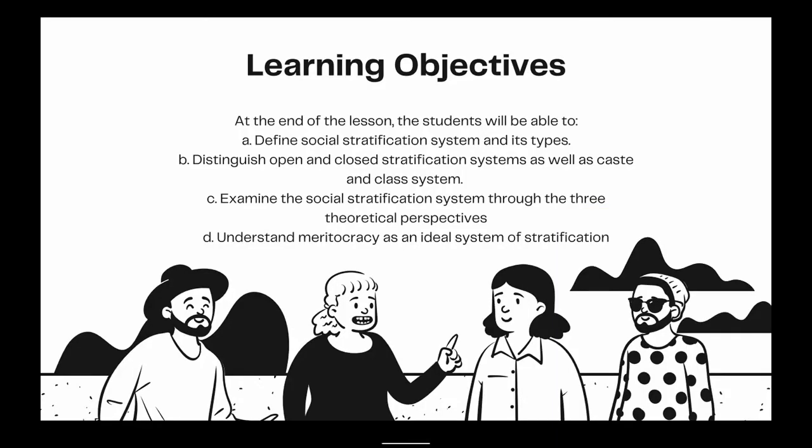For the learning objectives of this lesson, the students will be able to, first, define social stratification system and its types. Second, distinguish open and closed stratification systems as well as caste and class system. Third, examine the social stratification system through the three theoretical perspectives. And lastly, understand meritocracy as an ideal system of stratification.